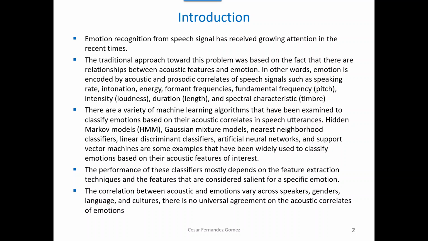The traditional approach towards this problem was based on the fact that there are relationships between acoustic features and emotions. And these acoustic features can be derived from the audio wave, as we will see later across the slides. There are a variety of machine learning algorithms that have been examined to classify emotions. For example, hidden Markov models, Gaussian mixture models, nearest neighbors, linear discriminant classifiers, artificial neural networks, and also support vector machines. These are some examples, and we will focus on how convolutional neural networks can help here.